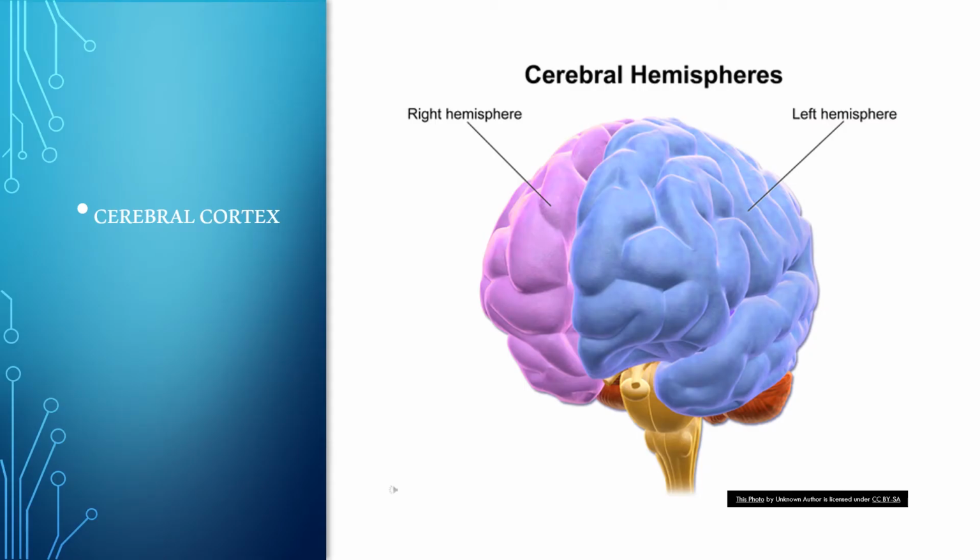Cerebral cortex. It covers the brain and it is wrinkled. There are 2 hemispheres to the brain, the right and the left hemisphere. Each hemisphere has 4 lobes, which are the occipital, parietal, temporal, and the frontal lobe. Central area involved in learning, memory, and processing of sensory information.